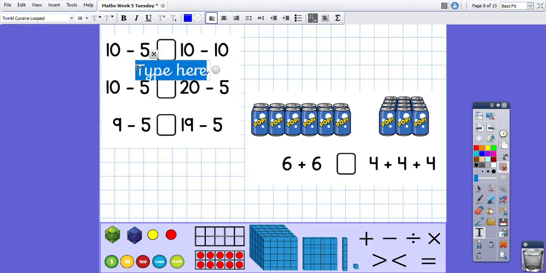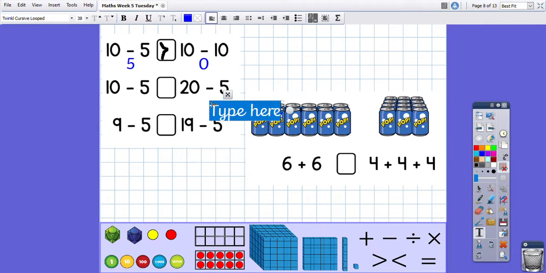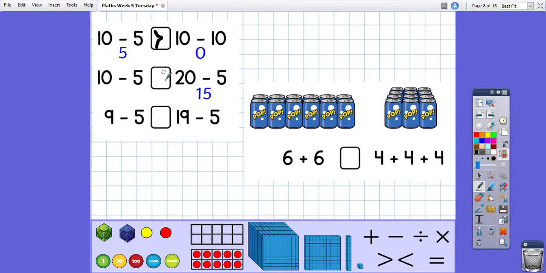So 10 take away 5 is 5. And 10 take away 10 is 0. So the symbol is going to eat that one. We know that 10 take away 5 is 5, so I don't need to write that one in. And 20 take away 5, this is where your 5 times table will help you, is 15. So is 5 or 15 the bigger number? It's 15, so my crocodile is going to eat that number.